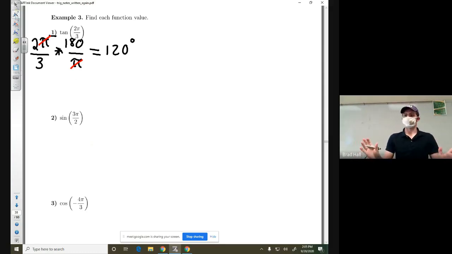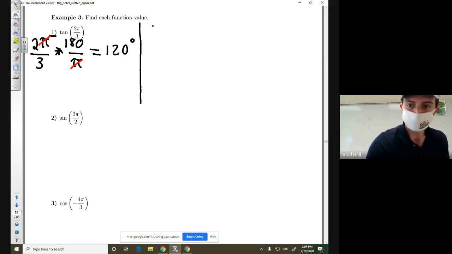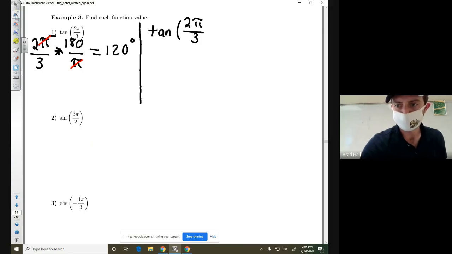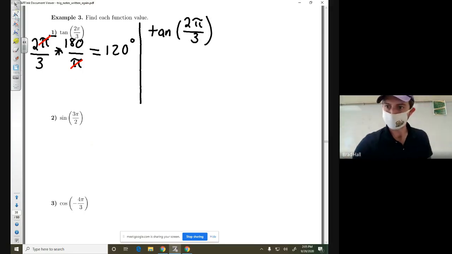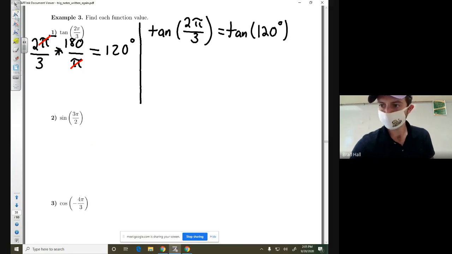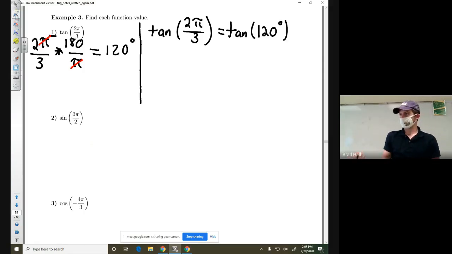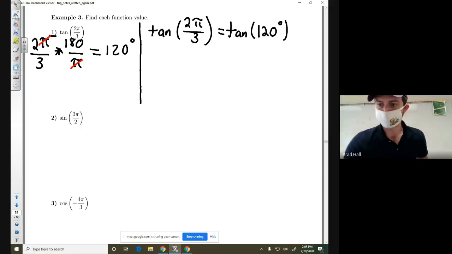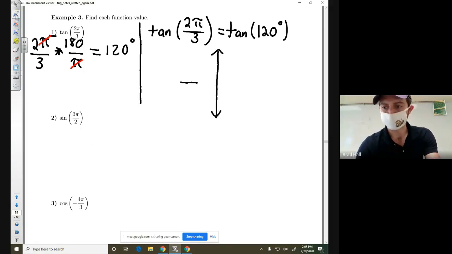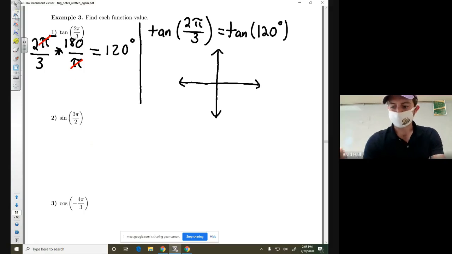We didn't even touch tangent. All we did was change the problem from tangent of 2 pi over 3 to tangent of 120 degrees. Now it becomes a problem that we looked at in the very beginning of this section. How did we figure out tangent of 120 degrees? Well, we figured out where 120 degrees belonged on an XY plane.